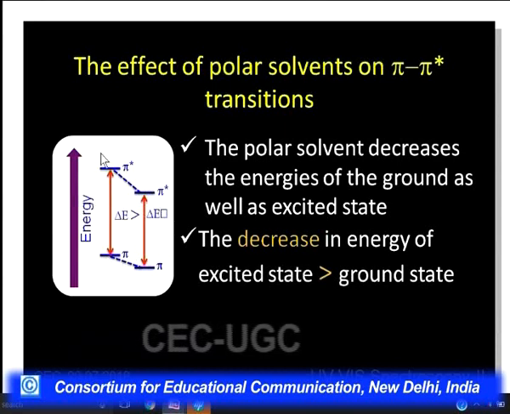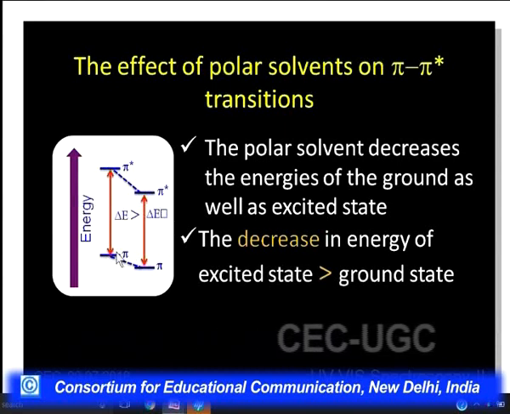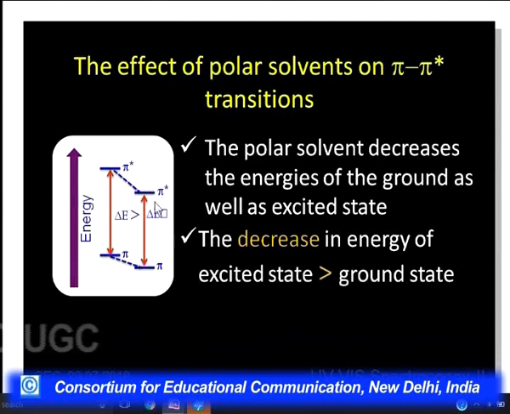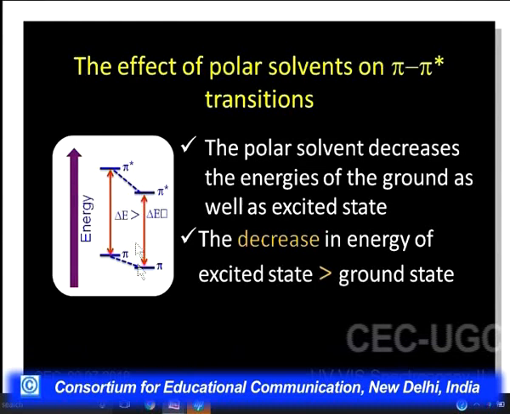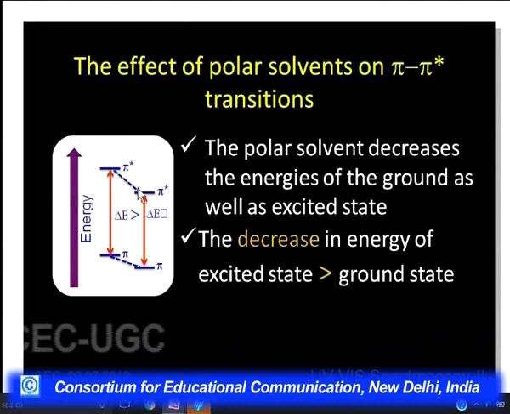So you have this pi star. This is the transition I'm talking about. It has a certain delta E value. But when I add polar solvent, the energy of the pi star level decreases by a certain amount, and the pi level also decreases. But the decrease in pi star happens to be much larger than the decrease in pi. As a consequence, this delta E value, we can call it delta E prime, happens to be less than delta E.